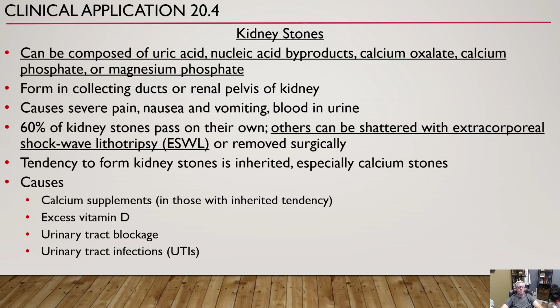All right, kidney stones. They can be composed of uric acid, nucleic acid byproducts, calcium oxalate, calcium phosphate, or magnesium phosphate. You can find kidney stones in the collecting ducts and the renal pelvis of the kidney. Kidney stones are no joke. They are very, very painful. Nausea, vomiting, and blood in your urine. A lot of times they'll pass on their own. Sometimes you need to remove them surgically.